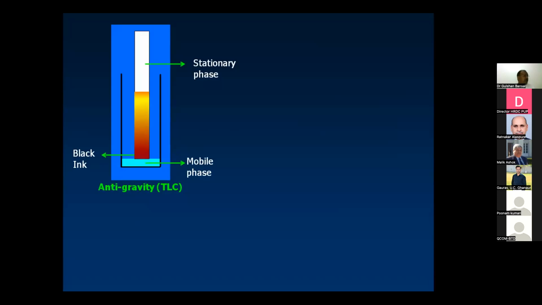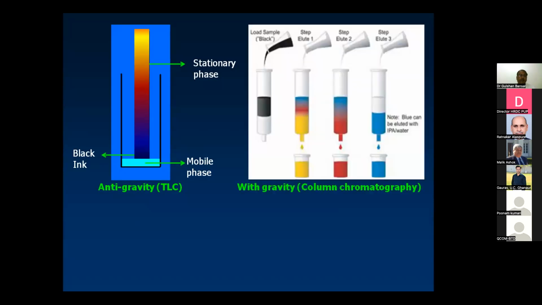Here we apply the sample as a spot on a TLC plate, and when it is run in the mobile phase, it is separated into its components. For example, here we have shown how black ink, when run with the help of water, is separated into its three basic colors: cyan, red, and yellow. So this is anti-gravity chromatography. We call it thin layer chromatography, or TLC.